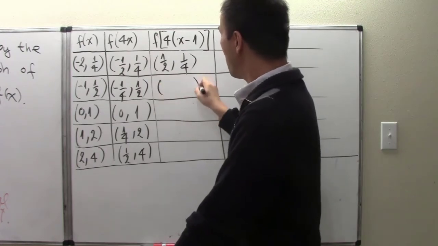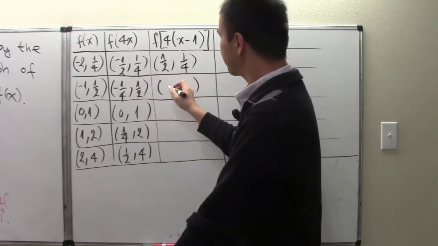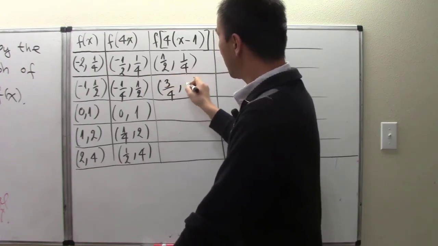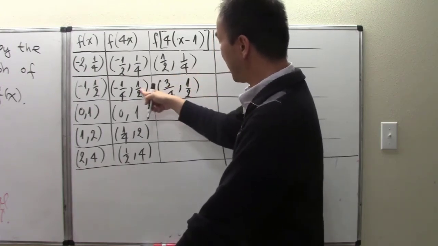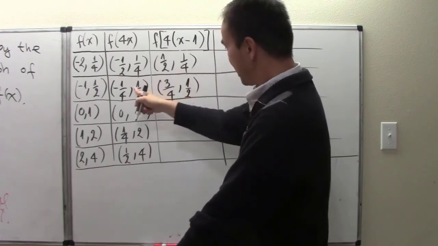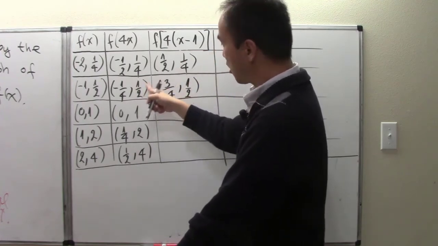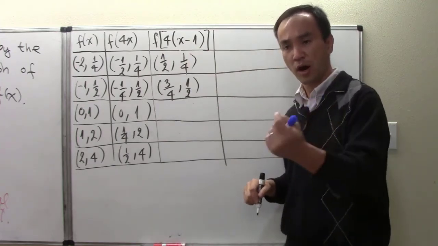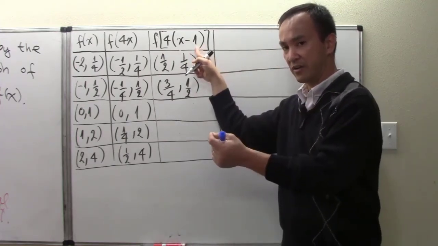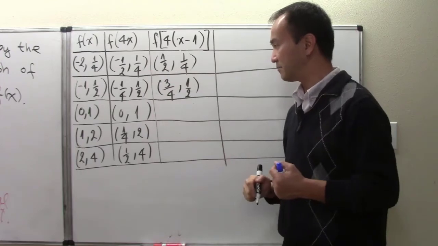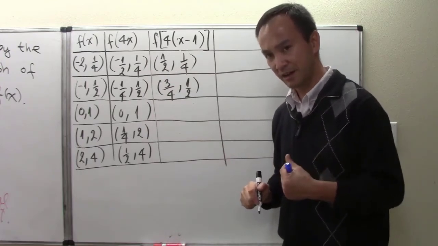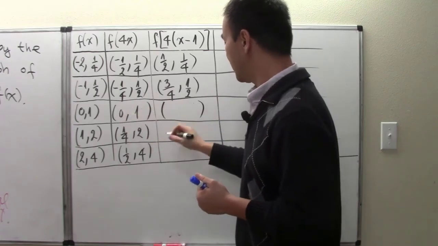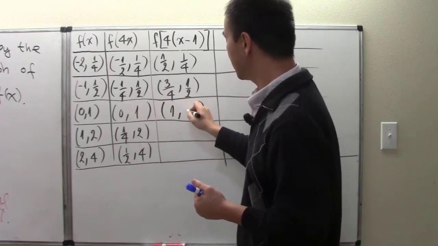The next point here is transformed to positive 3/4, comma 1/2. Okay, y value stayed the same. X value came out as 3/4 because negative 1/4 plus 1. Add 1 to every x value of the very preceding step. Okay, and now here in the next one, 0, comma 1 is now transformed to 1, comma 1.